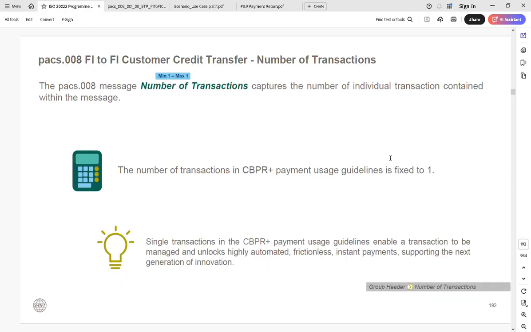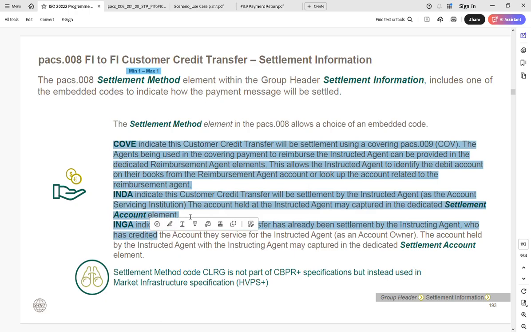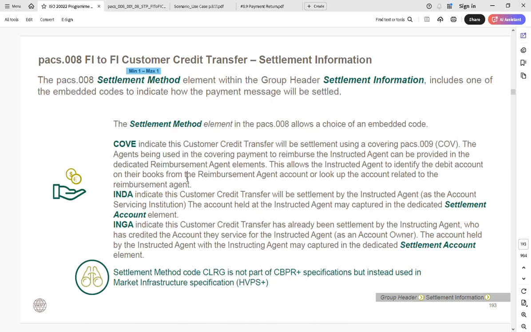Okay, then we come to one more part. Did we discuss this method with you? COV, INDA, INGA, settlement methods? No? Okay, I will quickly walk you through what the settlement methods are. To settle the payment in the PACS area, we don't have this field in MT messages. This is only introduced in PACS messages for ISO 20022.